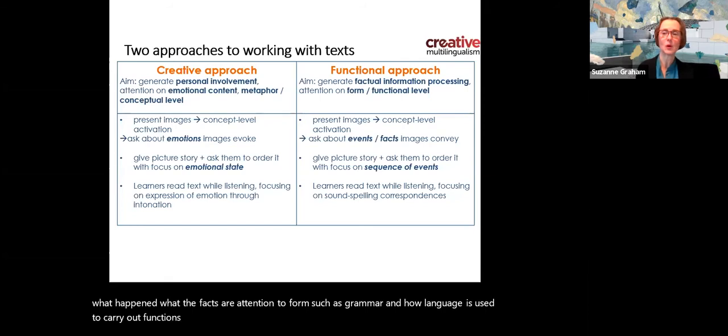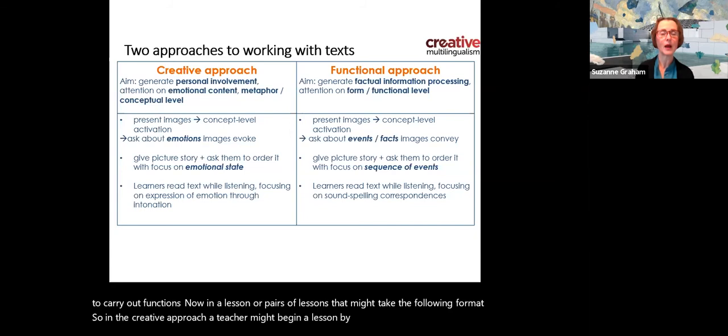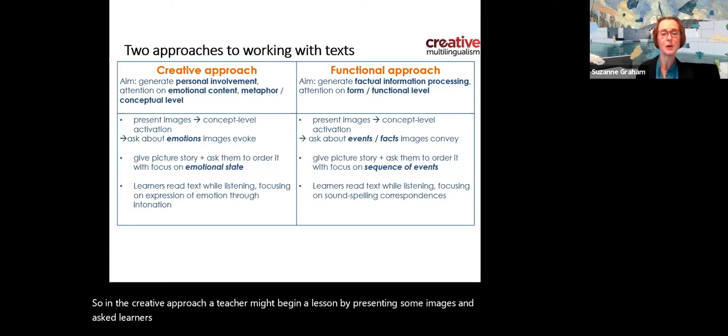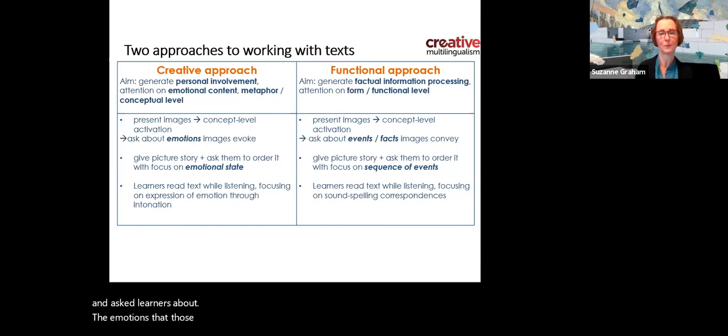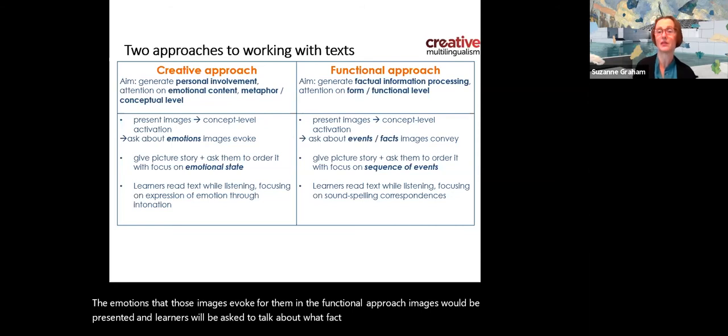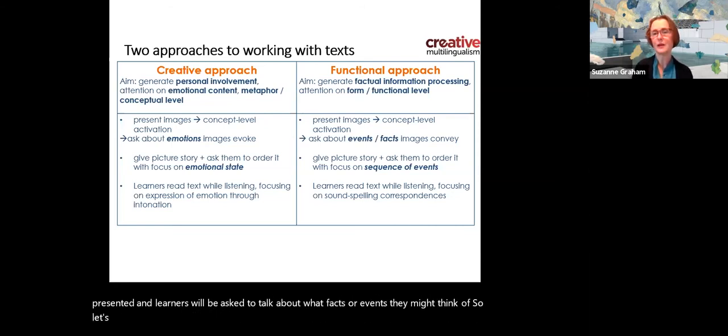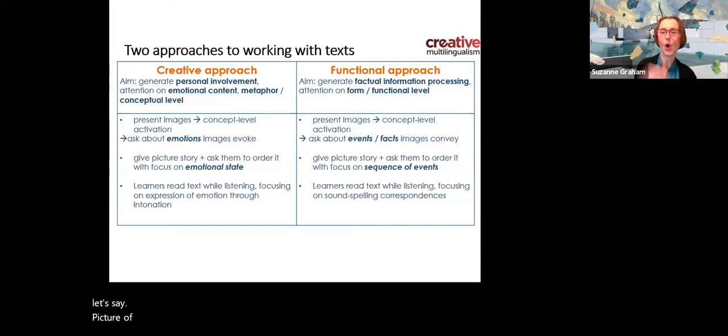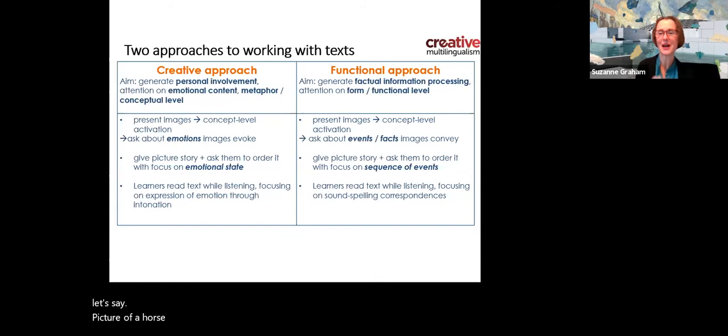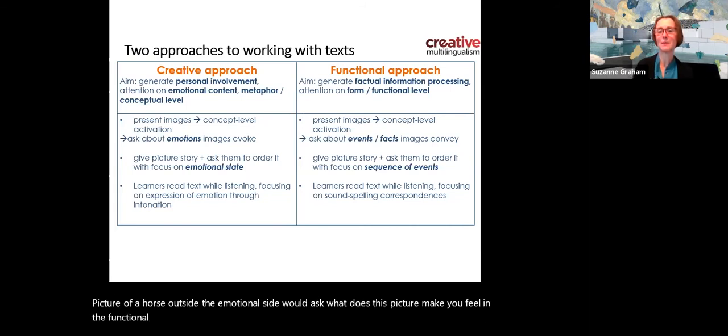Now, in a lesson or pairs of lessons, that might take the following format. In the creative approach, a teacher might begin a lesson by presenting some images and asking learners about the emotions that those images evoke for them. In the functional approach, images would be presented and learners would be asked to talk about what facts or events they might think of. So let's say a picture of a horse outside. The emotional side would ask, what does this picture make you feel? In the functional approach, a learner might be asked, what activity does this make you think of?